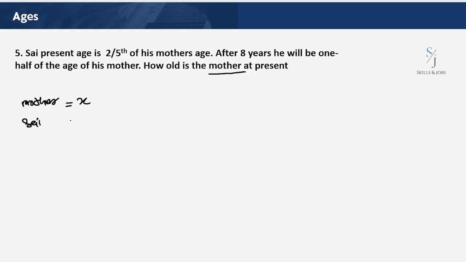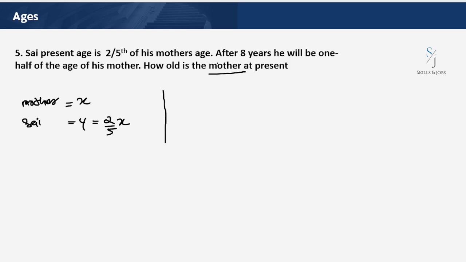Sai's present age is equal to y. Once again, read the first part of the question. Sai's present age is 2/5 of his mother's age. So we can write here 2/5 of x. Okay, so we got the first relation.